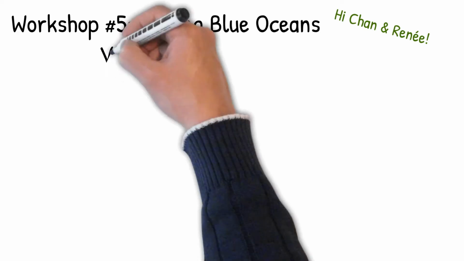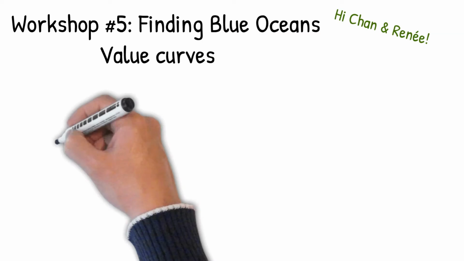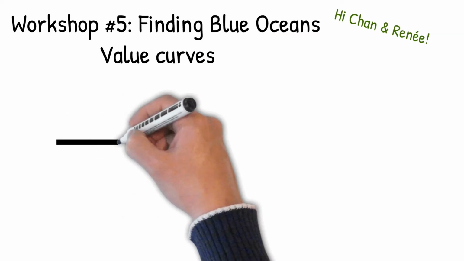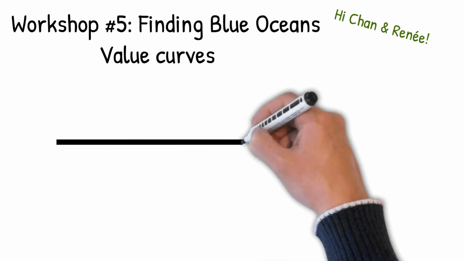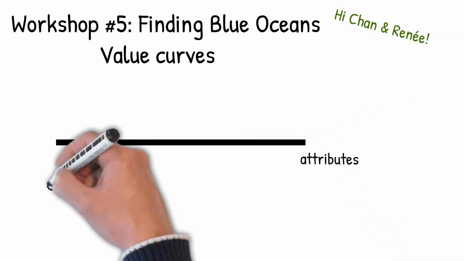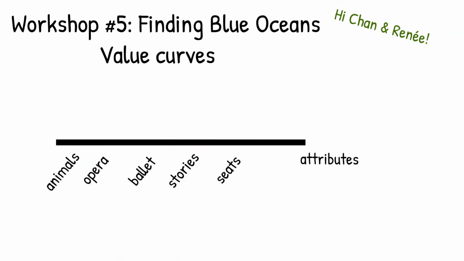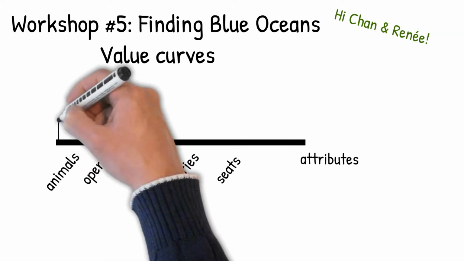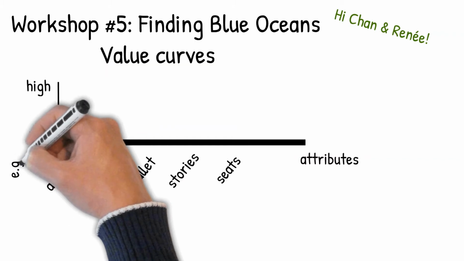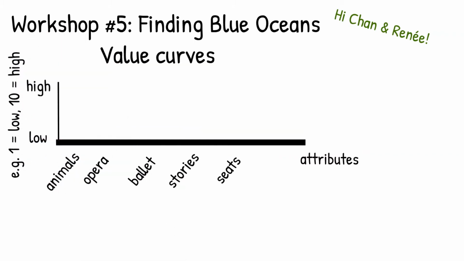It begins with a workshop where you list all of the attributes of existing products or services. Let's consider, for example, a circus. The attributes of a circus include animals, opera, ballet, stories, and seats. And what you do is you evaluate different competitors in that space on a scale. Let's just say 1 is low and 10 is high.